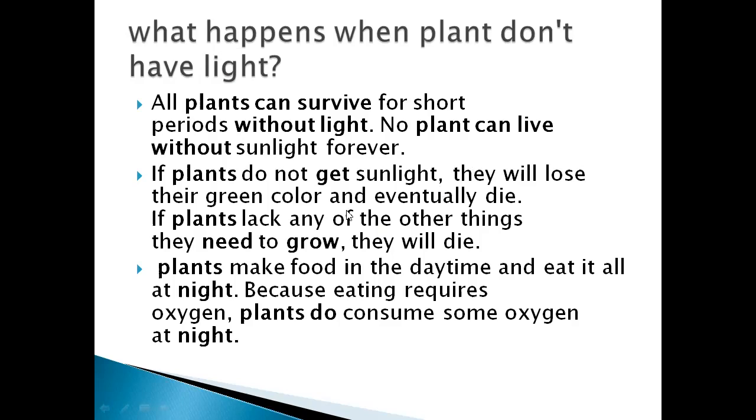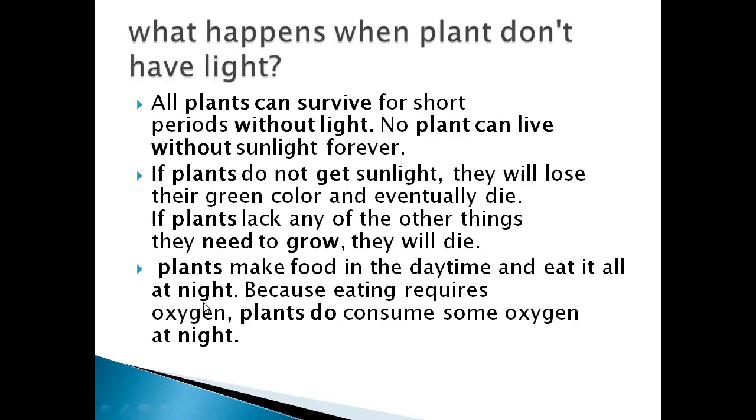what happens to you? Same. Plants are living things. If a plant lacks any of the other things it needs to grow, like sunlight, water, nutrients, soil, it will die. So these are necessary things for the plant. Plants make food in the daytime, in sunlight, and use it all at night.